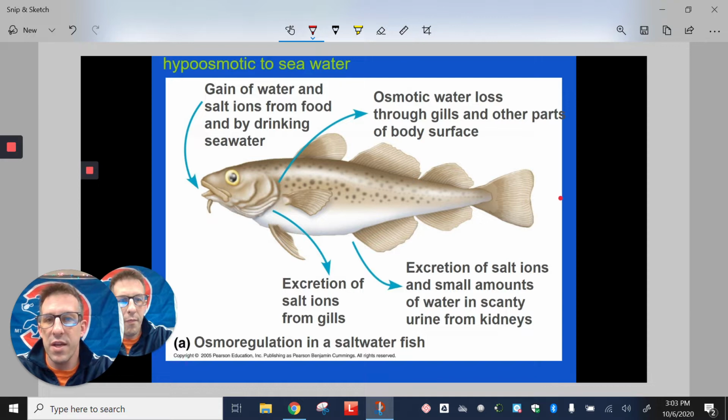So what does it tell us about the fish's internal solute concentration as compared to the surrounding seawater? Pause it and answer that question. What does this statement about the fact that the fish is hypoosmotic to the seawater tell us about his internal solute concentration? If you said that it is lower amounts of solute than the surrounding environment, you would be right. So this guy actually has less solute in his body as compared to the seawater.